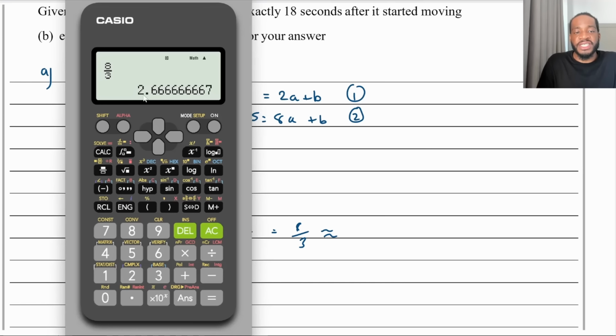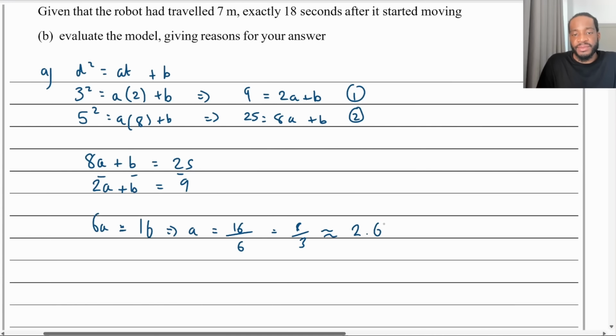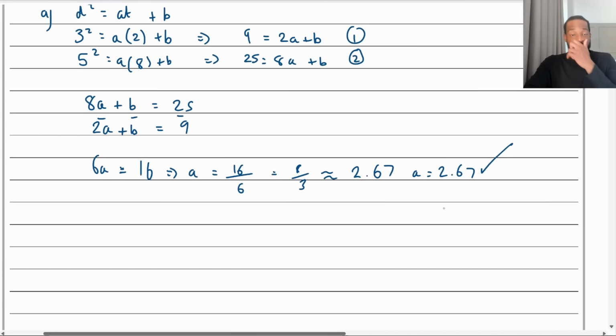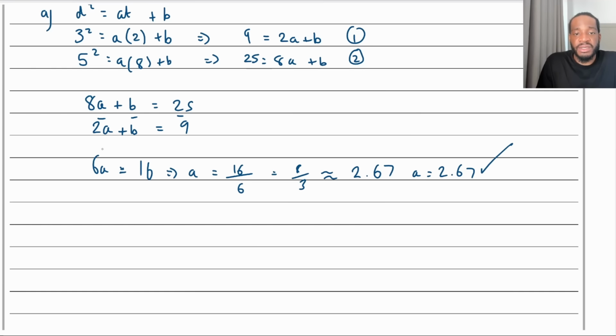So to 3 significant figures, that would be 2.67. All right, put it there. So a is equal to 2.67. That's fine. B, we can find out because we now know what a is. So plugging it into either one of these, to be honest, I'll plug it into this one.